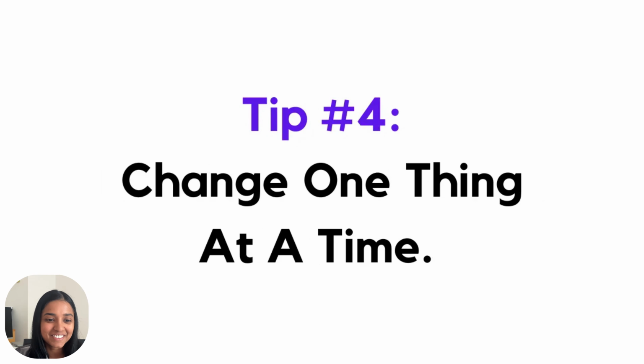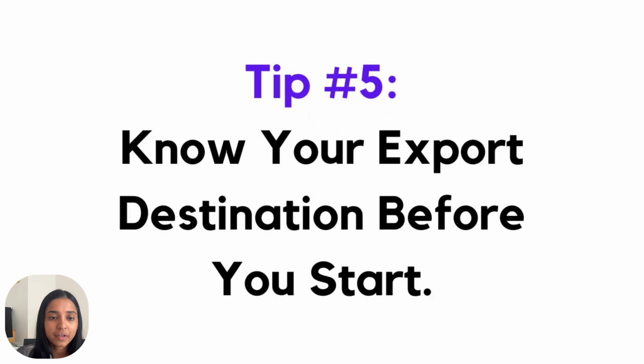Tip number 4, and this one's really important, change one thing at a time. When you are refining, make one request per message, and that gives you more control and cleaner results than asking it to do 5 things at once. That's going to become very messy, and it's going to be very hard to pinpoint to Claude what exactly you want to change next. Tip number 5, know your export destination before you start. If you're finishing it in Canva, use that export. If a developer is going to be building this, use HTML or Claude Code. Knowing your next steps will help you know how much to do inside Claude Design versus outside of it.